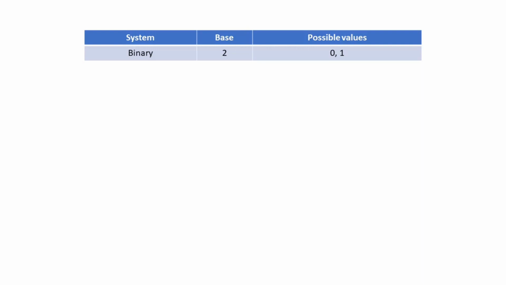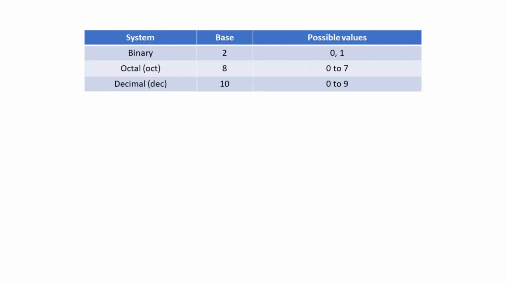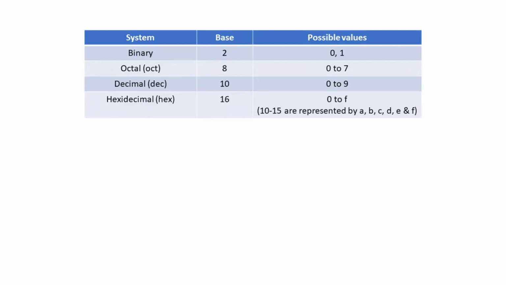We'll skip over base 4 since it's unlikely you'll run into that, but the same principles apply anyway. Octal is base 8. It's less common than binary, but you'll see it from time to time. Octal can take on 8 possible values ranging from 0 to 7. Decimal is base 10, and it can take on 10 possible values ranging from 0 to 9. Hexadecimal, called hex for short, is base 16, and it can take on 16 possible values ranging from 0 to F. After we run out of numbers, we start using letters, so 10 through 15 are represented by A, B, C, D, E, and F, respectively.